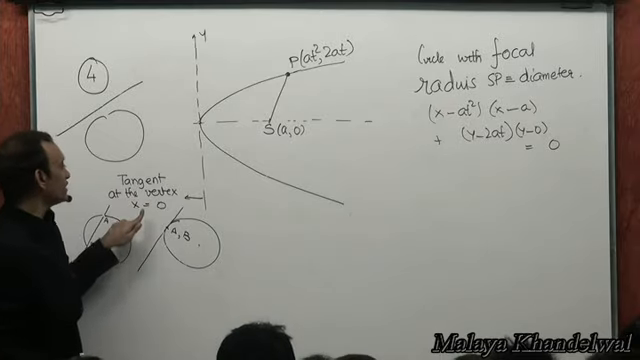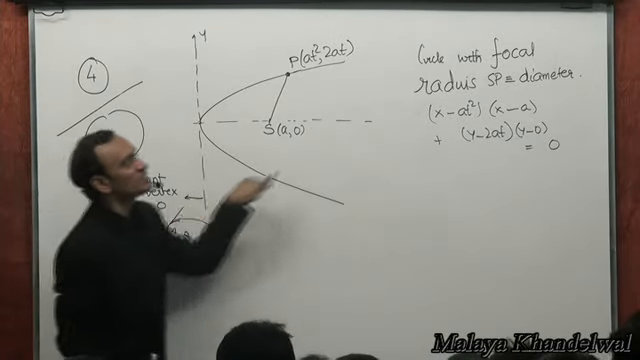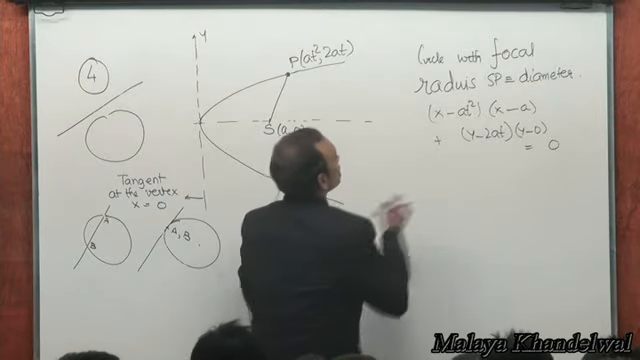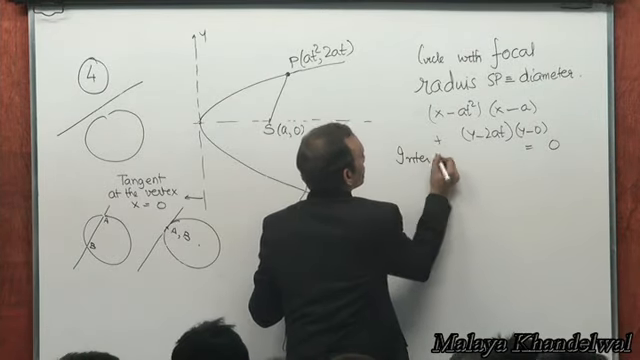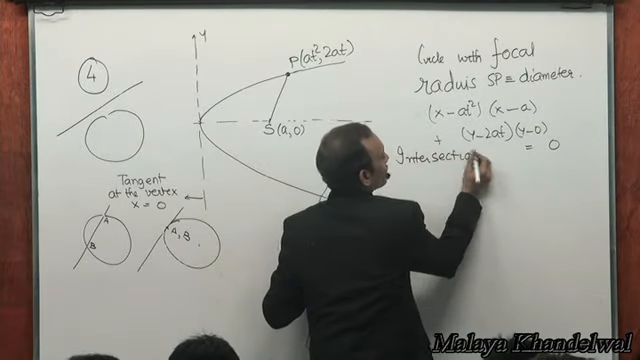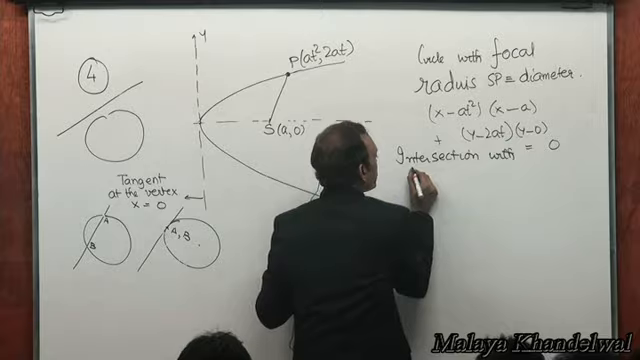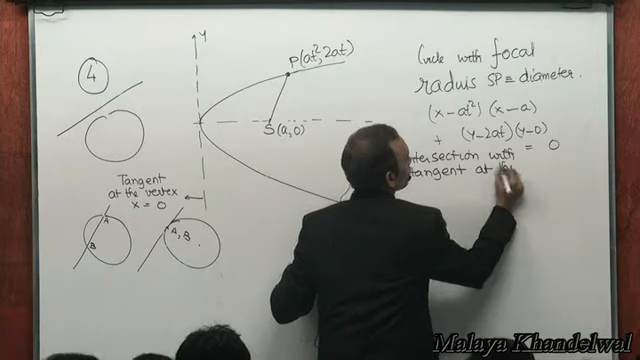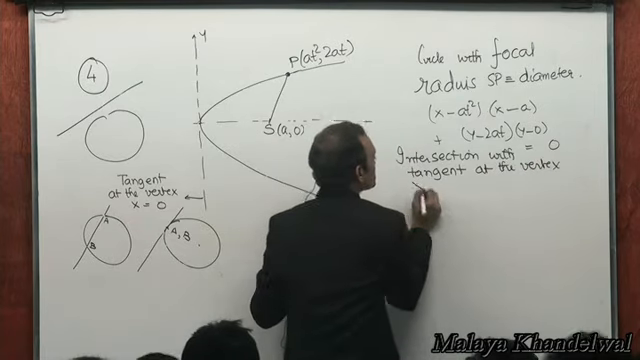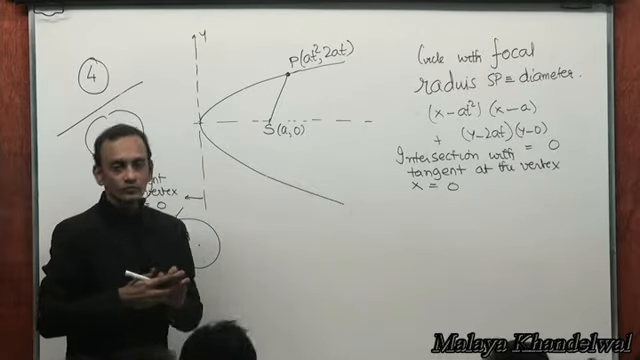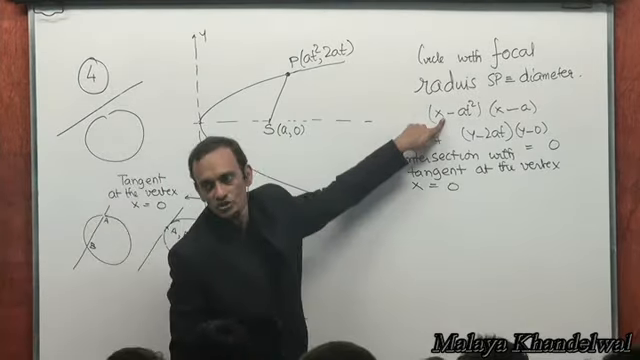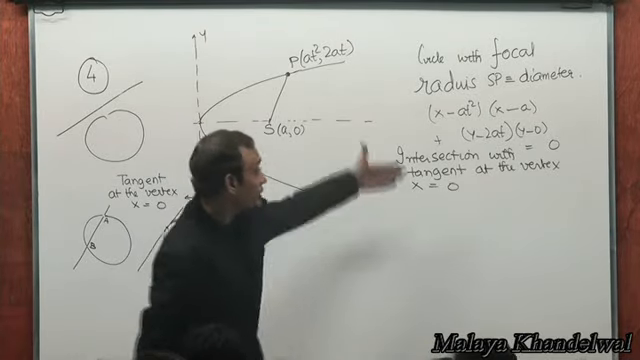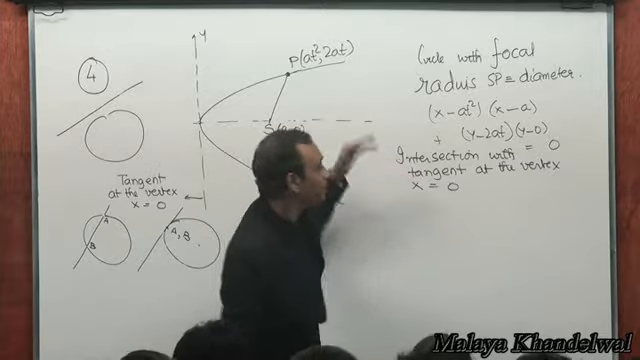Now I am seeking to find the intersection of the tangent at the vertex with the circle drawn with the focal radius as the diameter, right? The tangent at the vertex means x equal to 0. So I would obviously put x equal to 0. Then I would get the intersection between the tangent at the vertex and the circle.